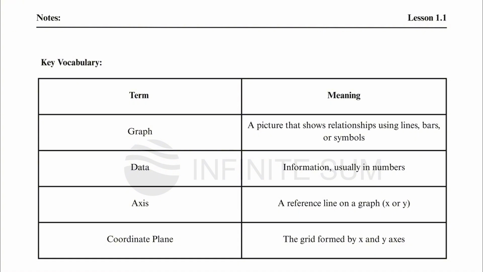So to end our lesson, let's look at these key vocabularies that we've learned so far. Graphs, data, axis, and coordinate plane. We said a graph is a picture that shows relationships using lines, bars, or symbols. Data means information, which is usually in numbers. Axis is a reference line on a graph, which is X or Y. And the coordinate plane is the grid formed by the X and the Y axis.